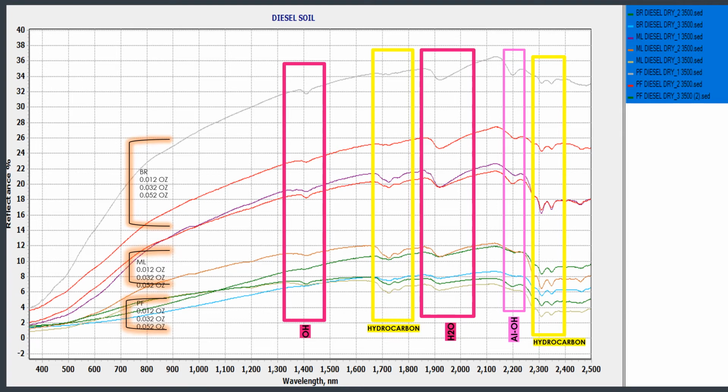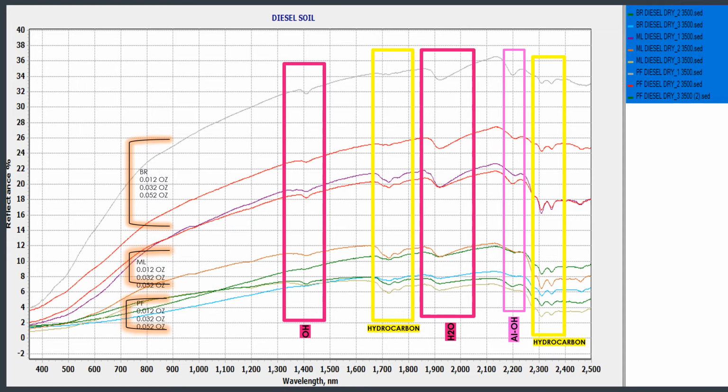All right, so let's take a look at the results. First, we are viewing the diesel contaminated soil from all three locations. The first thing I'd like to point out here is that there is a trend among all of the contaminants: as you increase the amount of contaminant, going from 0.012 ounces to 0.052 ounces, the reflectance percentage of the sample does decrease, and this is directly related to the increase of the contaminant.